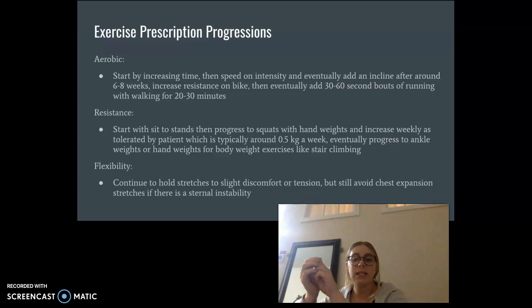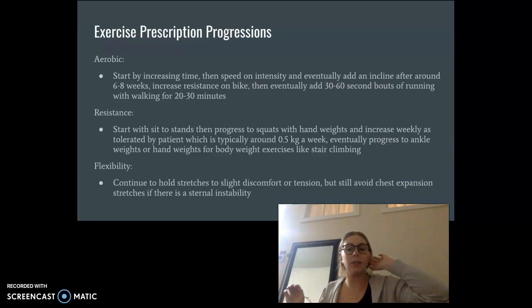And then for resistance training progression, I would start him with sit to stands in the very beginning, and then I would eventually progress to squats with hand weights. These are just some examples. And then increase the weight weekly as tolerated by him though. I'd guess typically around half a kilogram per week, so definitely taking it really slow. And then I would eventually like to progress to ankle weights or hand weights in his body weight exercises, such as stair climbing or anything.